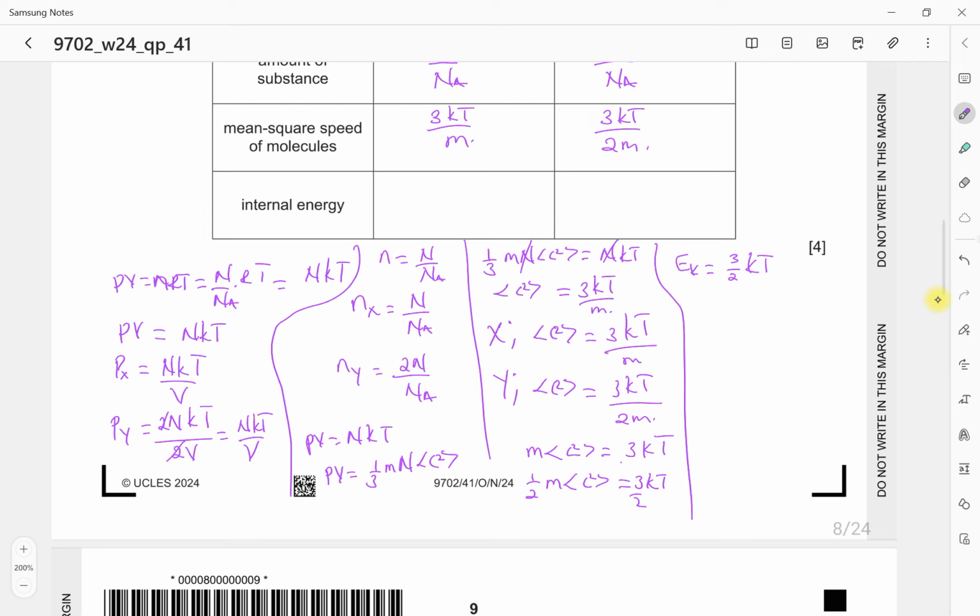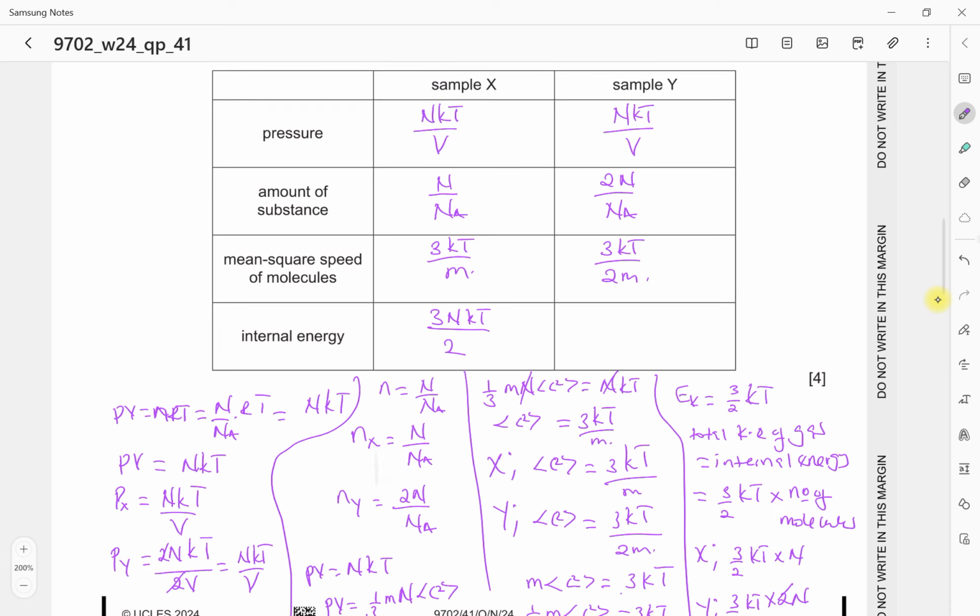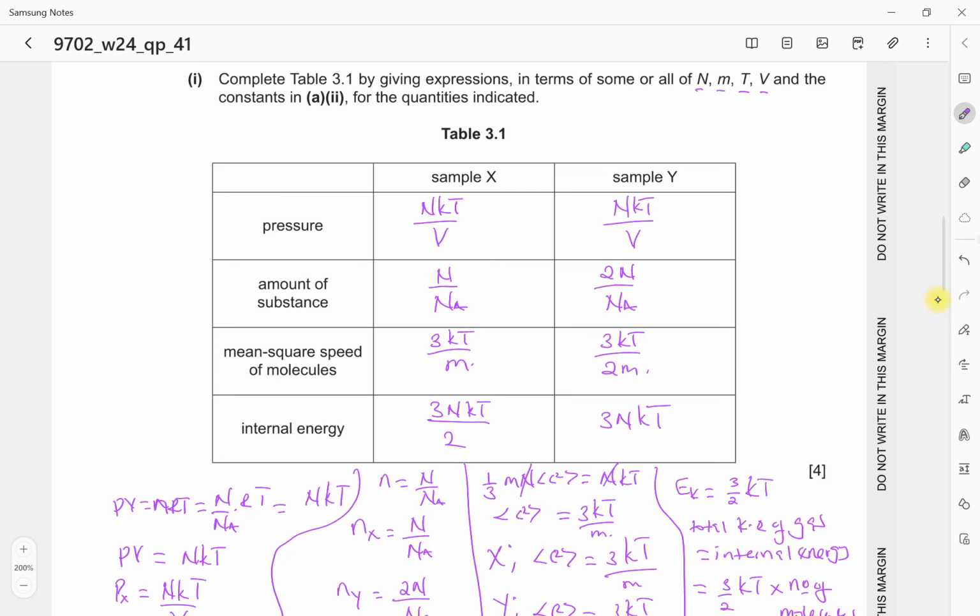Then total kinetic energy of the gas. The total kinetic energy of the gas is equal to the internal energy, which is equal to the kinetic energy of a molecule times the number of molecules. So that is 3 over 2 kT times the number of molecules. For X, it's going to be 3 over 2 kT times N. And for Y, it's going to be 3 over 2 kT times 2N. So for X, internal energy is going to be 3NkT divided by 2. Then for Y, the 2 cancels out and it will be 3NkT. As simple as that.